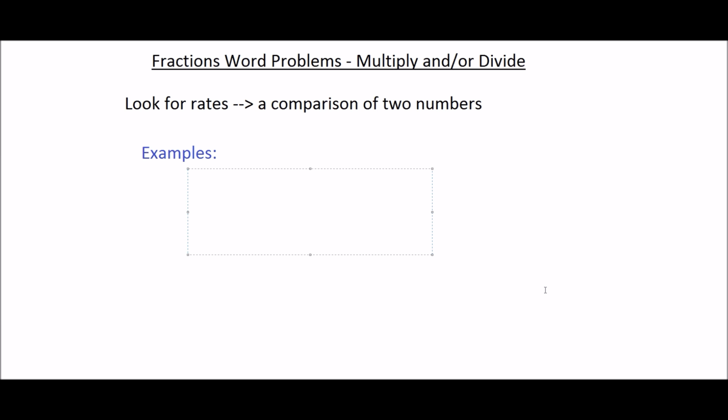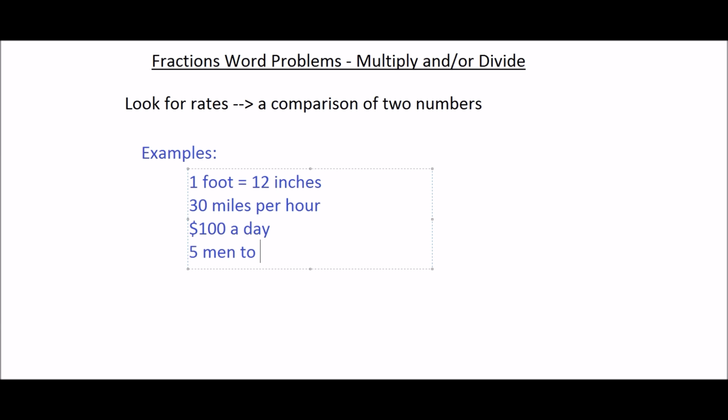So some examples here, we could have 1 foot equals 12 inches. You might say that's an equation or an equality, but we could also treat it as a rate. 30 miles per hour, I'm driving in my car, 30 miles per hour, that is a rate, and we'll talk about what the numbers are there. I work at my job, I make $100 a day, that is my rate of pay. And perhaps in a classroom, there are 5 men to 3 women. Some people might call that a ratio, but we can also treat it as a rate. Very, very similar ideas there.